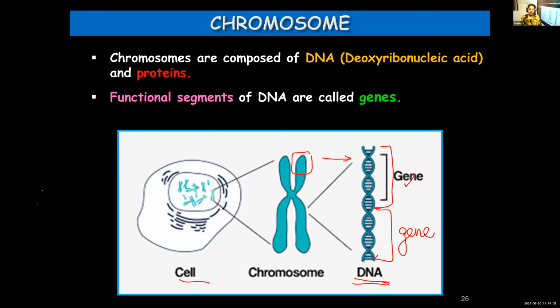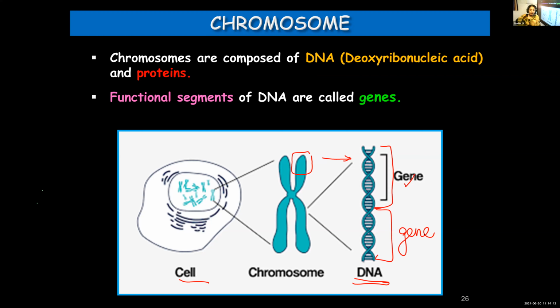Where do you find DNA? Chromosomes are made of DNA and proteins. And a small segment of DNA you can call a gene. And where are chromosomes found? In the nucleus. Where is the nucleus found? Inside the cell. And chromosomes are made of DNA and proteins. And a segment of DNA is known as a gene. Once again, gene is a segment of DNA.